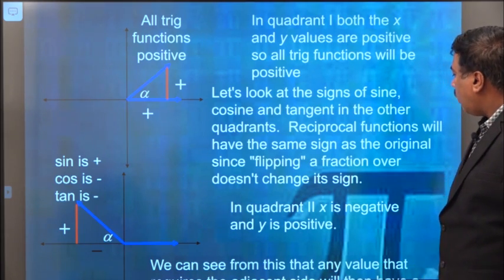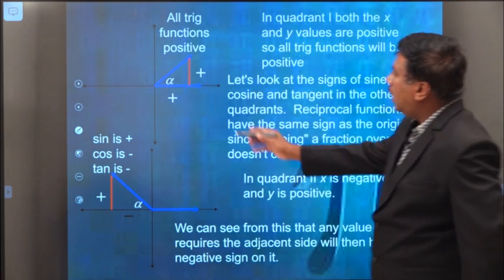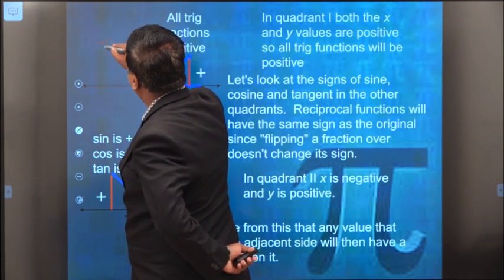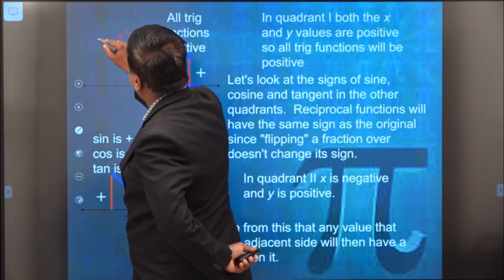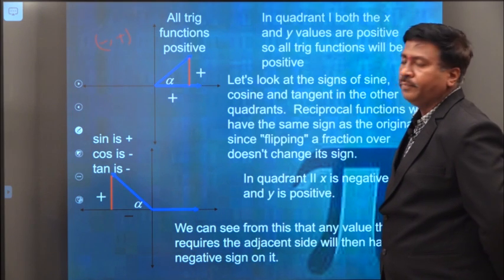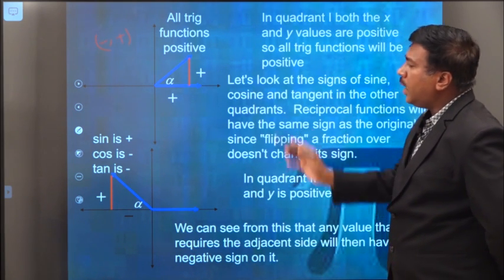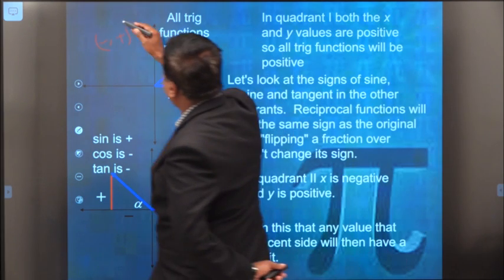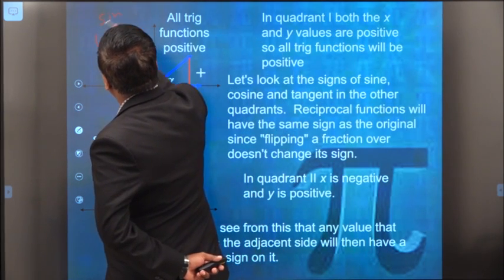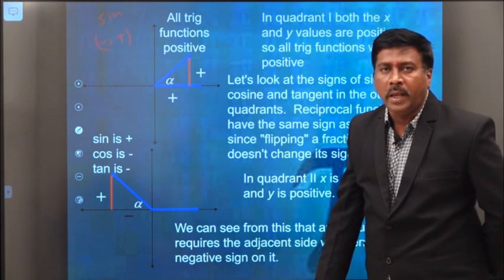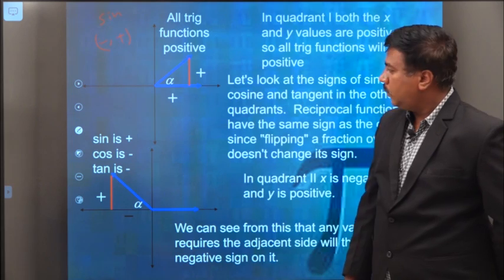So in the second quadrant, here x is to be negative and y is to be positive. Therefore, in that case, sine and the reciprocal of the sine, cosecant theta, both are to be positive, and the remaining all are to be negative.